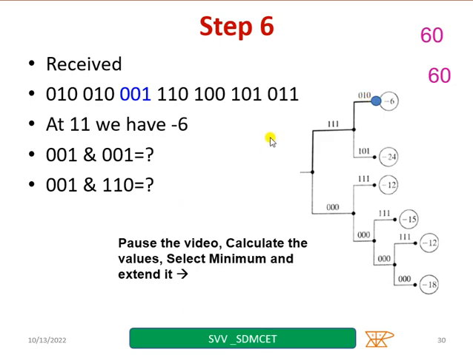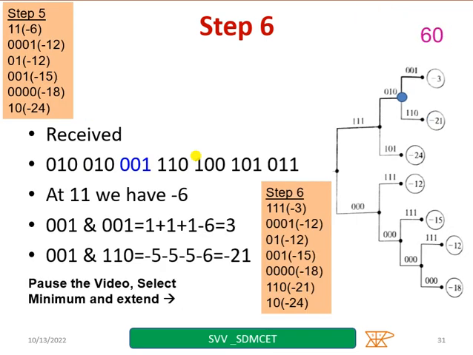-6 I have to extend. Again 0 or 1 in the tree diagram. Again I am writing the metric. Again I am keeping them in the order and I got the answers as -3 and -21. Again I am arranging. This should be -3, I got.